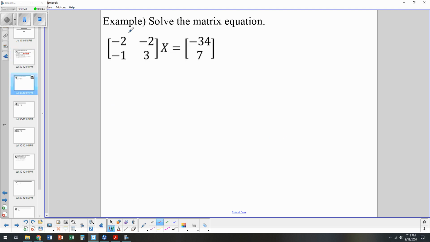So this is our example. This is AX equals B. Our first step is we're going to find the inverse of A. If you recall, the inverse is found by doing 1 over the determinant. So that's going to be negative 6 minus positive 2, so we get negative 8. Then we're going to multiply that by the matrix where we switch the down diagonal and change signs of the up diagonal.